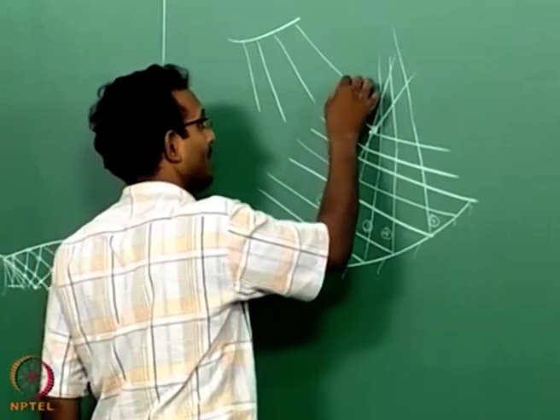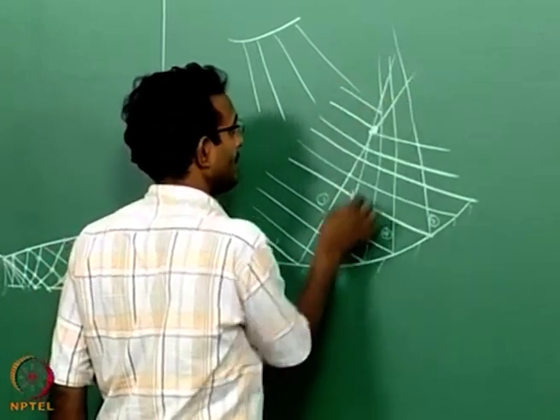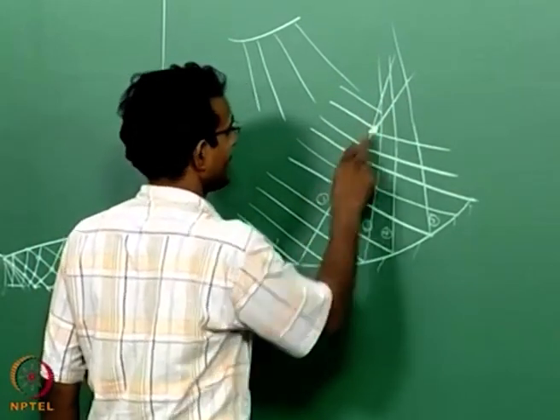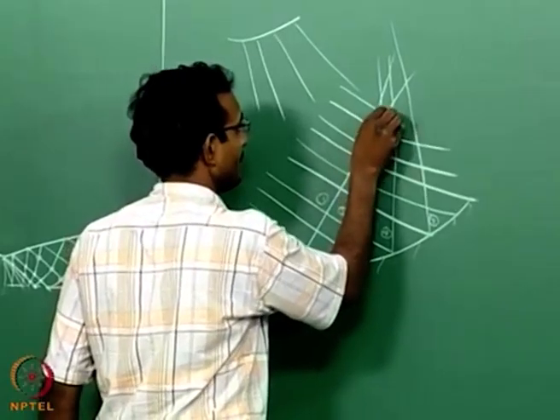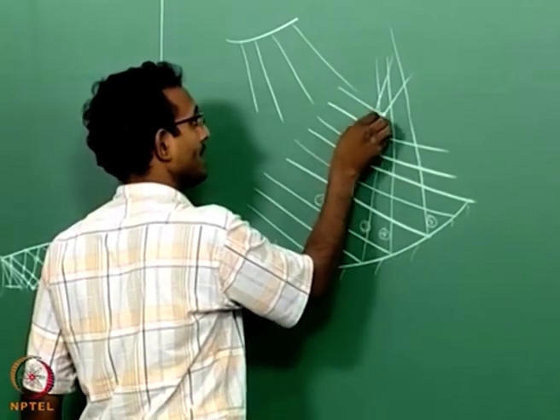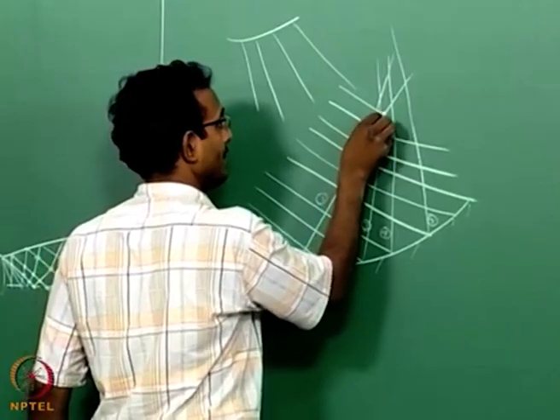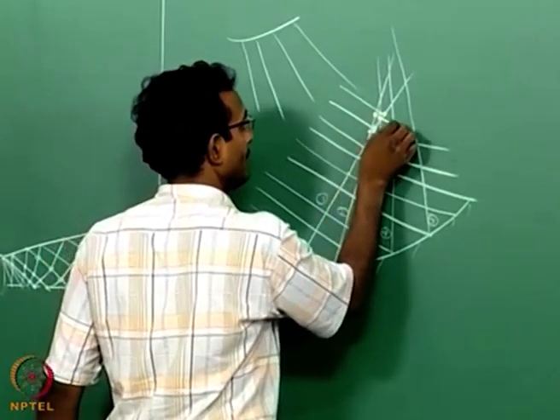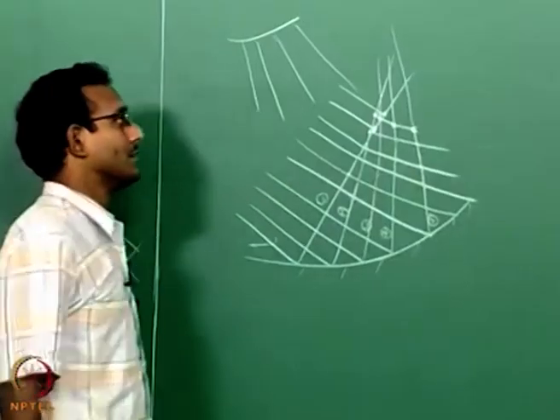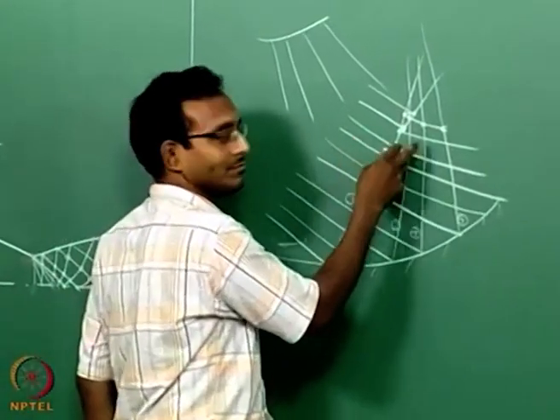If I have another point, first line is here, second line is here, third line here, fourth line here, fifth line here. This is the way it is going to be solving.